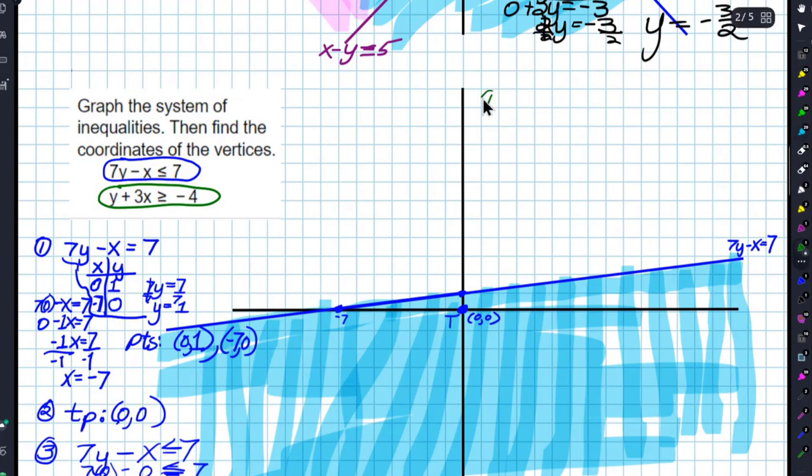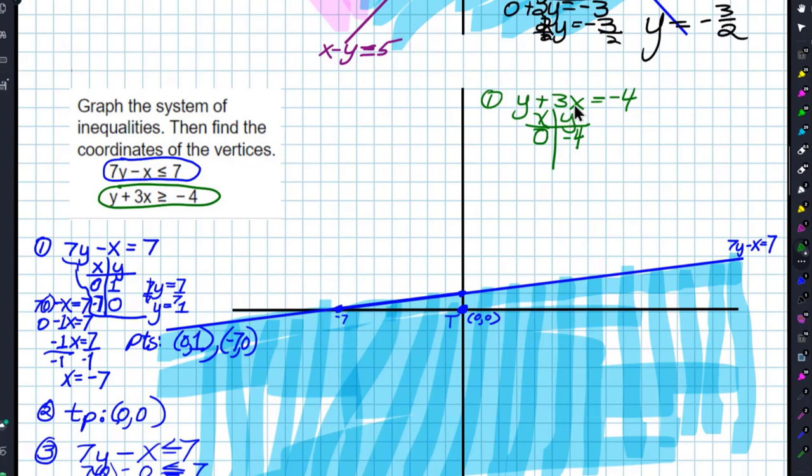Now we go to y plus 3x equals negative 4. Okay, now, look at this. If we let x equal 0, there's no problem. I'll have y equals negative 4. Easy peasy. But what happens if y equals 0? I'll have 3x equals negative 4, and I'll have a fraction, which I try to avoid.